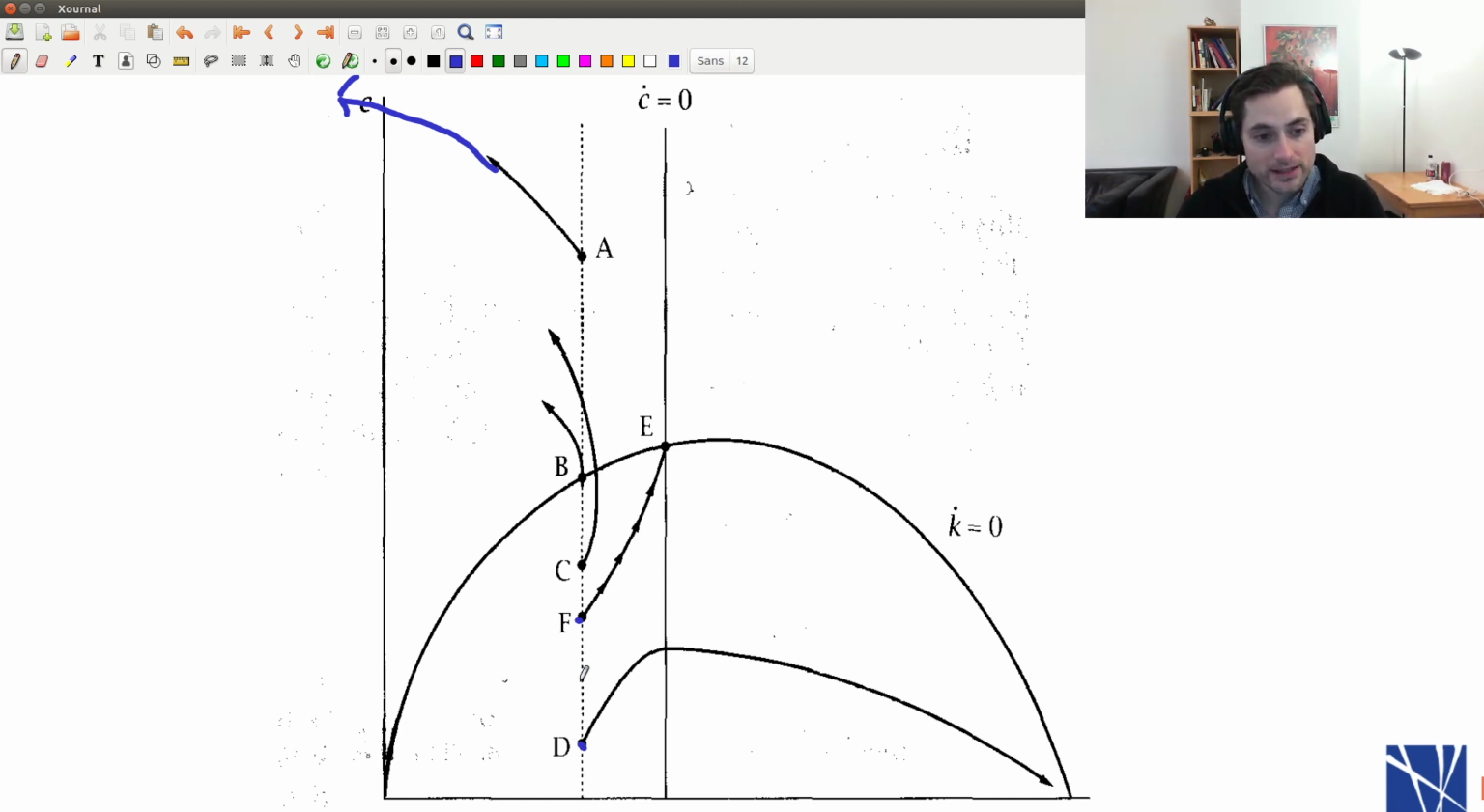So it turns out that the unique optimal choice of consumption, given our capital endowment, is going to be the one that puts us on a transition path up to equilibrium. These are all ruled out by the no Ponzi scheme condition, and these are ruled out by optimality. They're just not optimal.